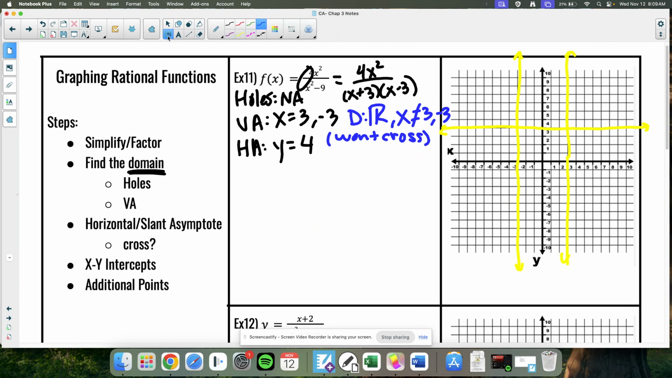X and Y intercepts. We'll do the y-intercept first. At the y-intercept, what is the x value? 0. So plug in a 0.